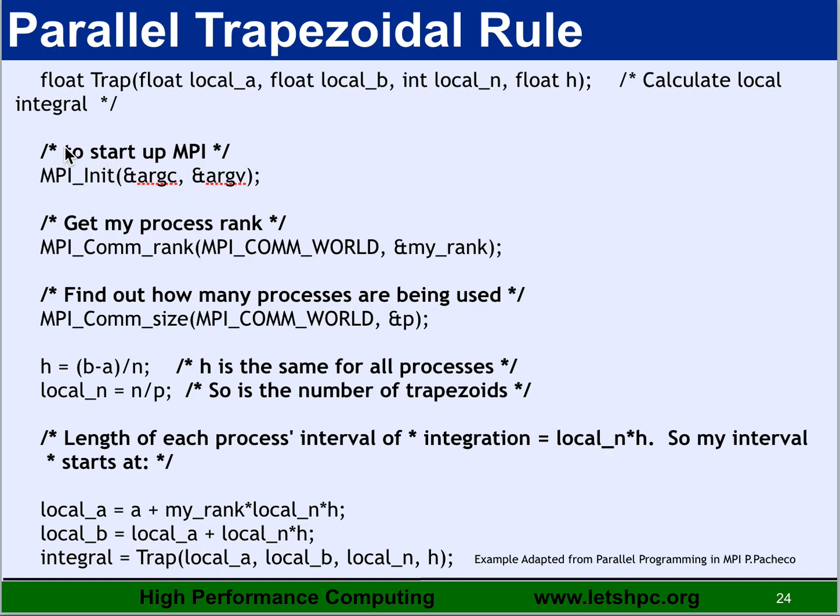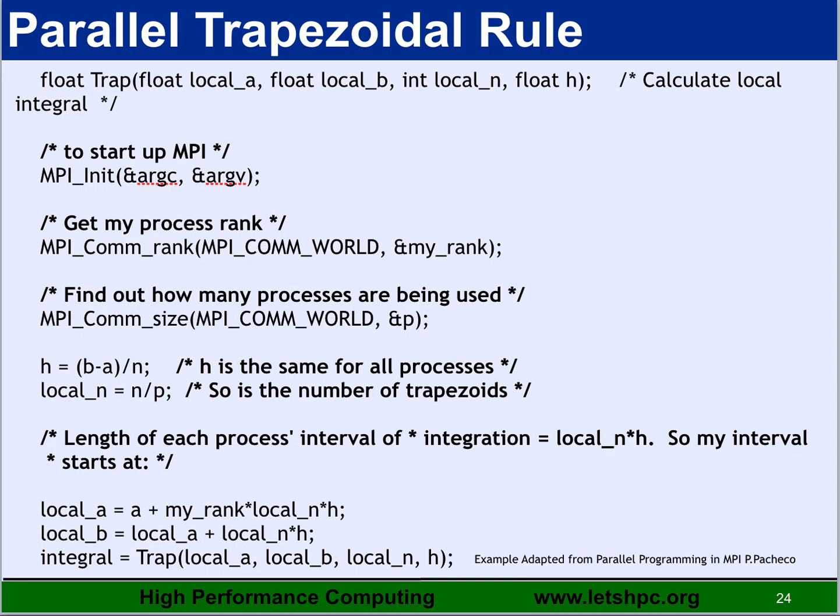So we initialize the MPI environment, then we get the process rank, so we know the rank of a particular process. We can also find out how many processes are being used. Then we can calculate the base, which is b minus a divided by n, and the local n, so that the load balancing is proper. Once this information is here, we can calculate local a and local b and pass it to this function trap, and that will calculate the local integral for a given process.